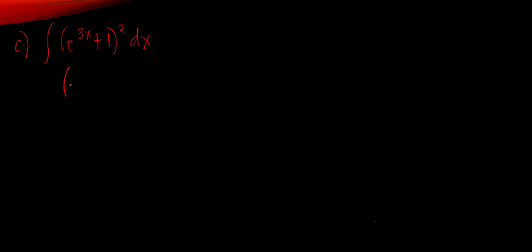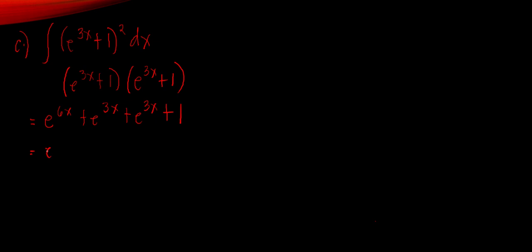We'll use the FOIL method, that will be e raised to 3x plus 1 times e raised to 3x plus 1. So, e raised to 3x times e raised to 3x, they have the same base, so this will be e raised to, add the exponents, that is 6x. And then e raised to 3x times 1, that is e raised to 3x also. And then 1 times e raised to 3x, that is e raised to 3x, plus 1 times 1 is 1. So, we can simplify this further, we have e raised to 6x plus e raised to 3x plus e raised to 3x, that is 2 e raised to 3x plus 1.